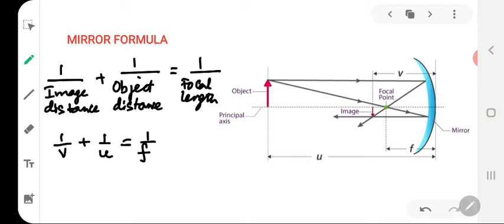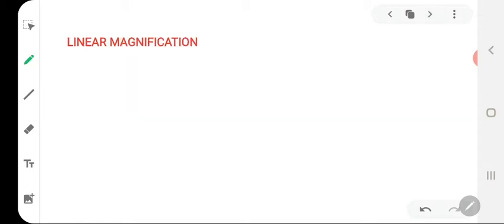The proper signs of the known values, whether it is for U, V or F, can be applied using the Cartesian sign convention for spherical mirrors. One more thing that you need to remember while applying the mirror formula is that it is applicable for both types of spherical mirrors, concave mirror as well as convex mirror. By using this mirror formula, we can find out the position and nature of the images formed by concave mirror and convex mirror.